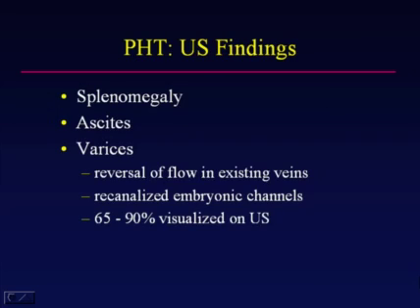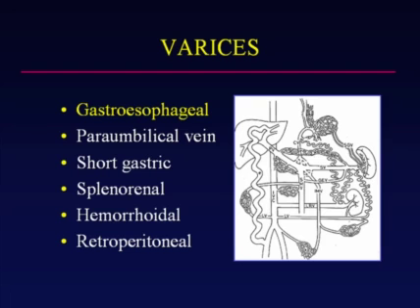Other things that occur are increase in the size of the spleen, the development of ascites, and the development of varices. Now varices can occur from two different pathways, either reversal of flow within existing veins or recanalization of embryonic channels. And your sensitivity of finding these varices on ultrasound really just depends on how hard you look for them. And if you look hard, you should probably be able to find them in about 90% of all cases.